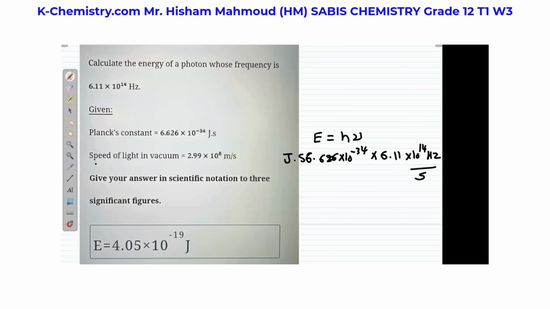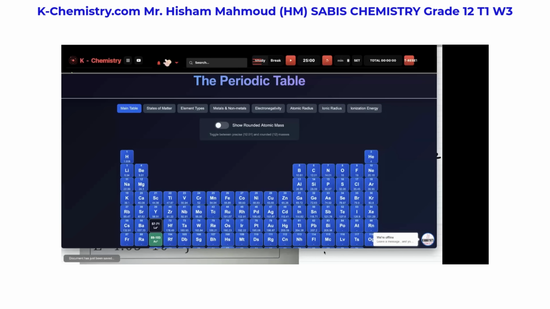And I don't need to use the speed of light in anything here. I will just need to multiply these two numbers by each other, because E is equal to h multiplied by frequency. He has given the h and he has given the frequency, so no need to use the c or the wavelength at all. And if we do the math, let's try to use our calculator and see if it works.